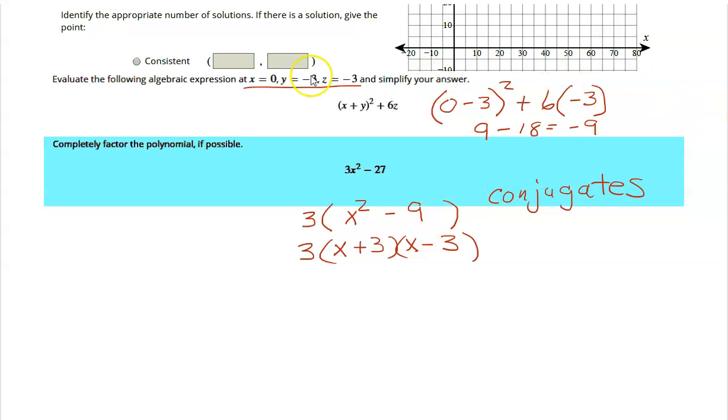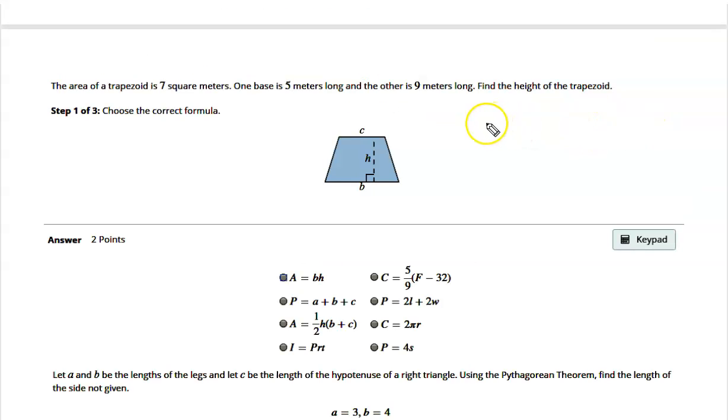All right, let's go on. Almost finished. In this example, we're asked to look at this figure and decide what formula we would use to solve. And the answer is, this is a trapezoid, and this is the formula for a trapezoid. It's in 3 parts. The next thing is they want you to take this formula and solve for the letter H.